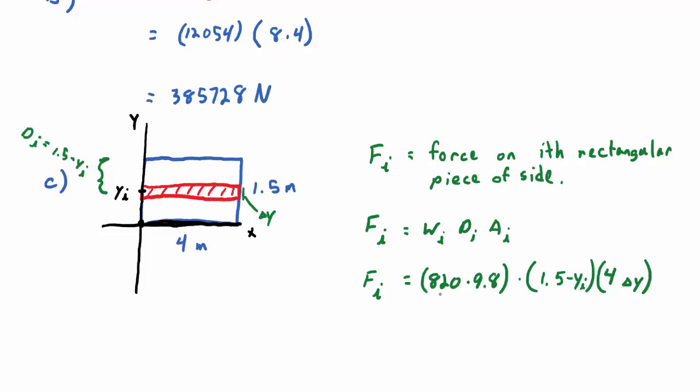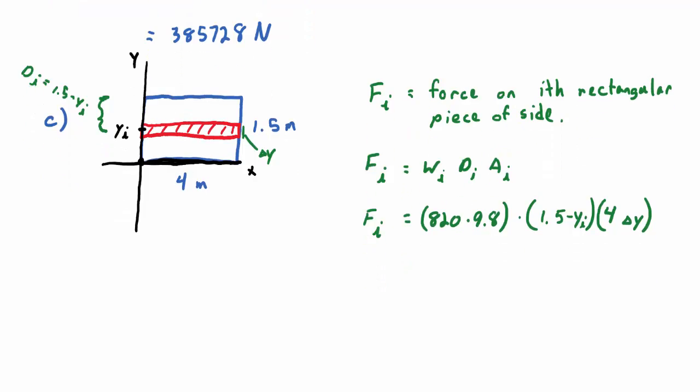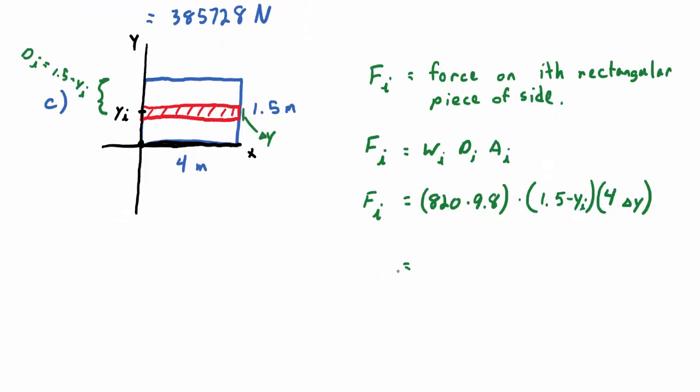Okay, so what was 820 times 9.8 times the 4? Okay, that's what I have. So I get 32,144 for 820 times 9.8 times 4. Okay. And then just throwing in the other stuff, 1.5 minus y sub i, and then delta y. Okay, let's set up the integral that gives us the entire force on that side of the tank. So what could I pull out in front of the integral?